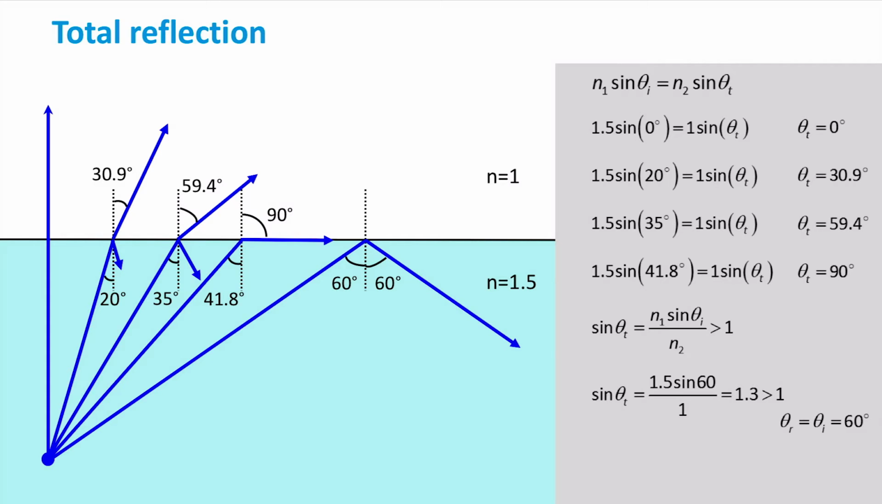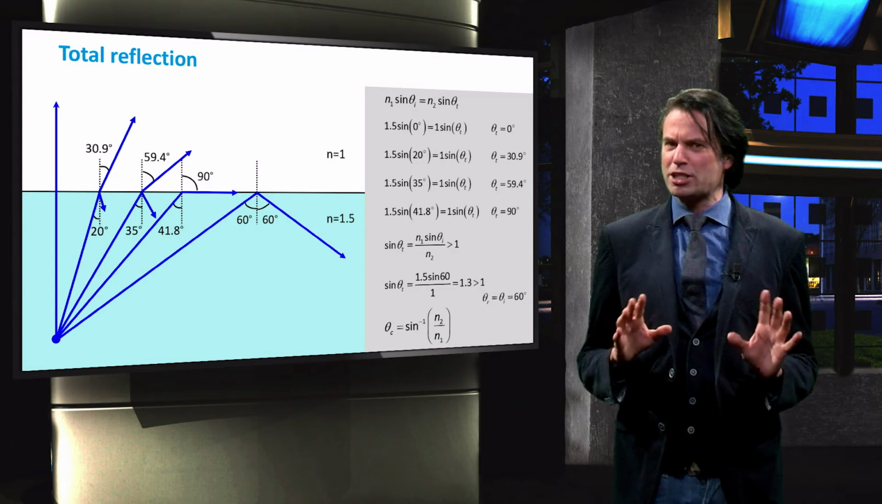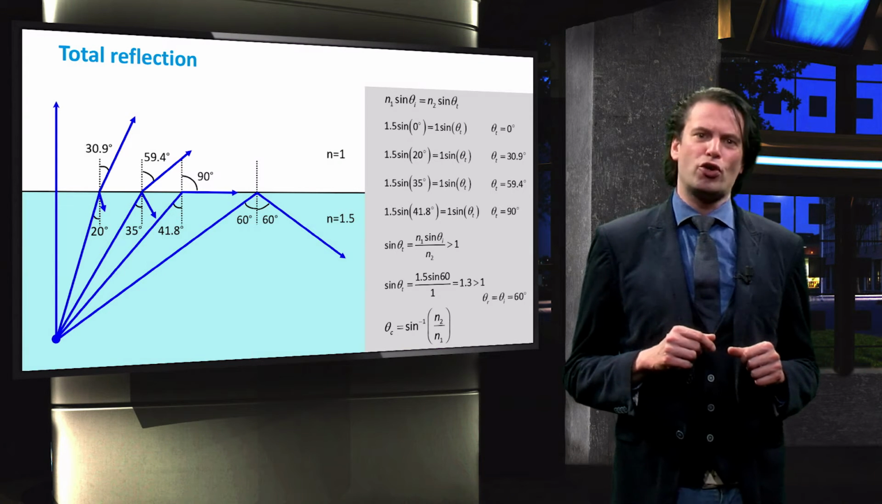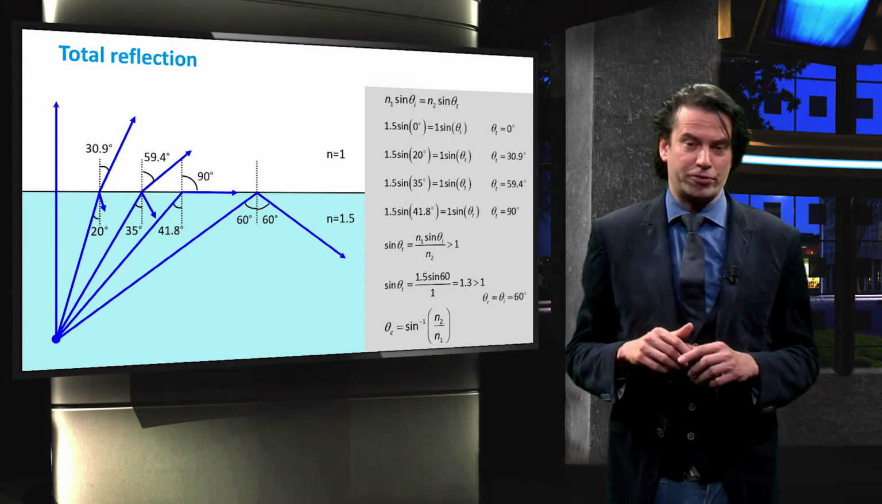We just saw that the critical angle occurs when the angle of transmission equals 90 degrees. Since the sine of 90 degrees equals 1, the critical angle can be calculated by the inverse sine of the ratio of the outgoing media to the current media. We can use this figure to explain an occurrence of total reflection that is used by photographers.